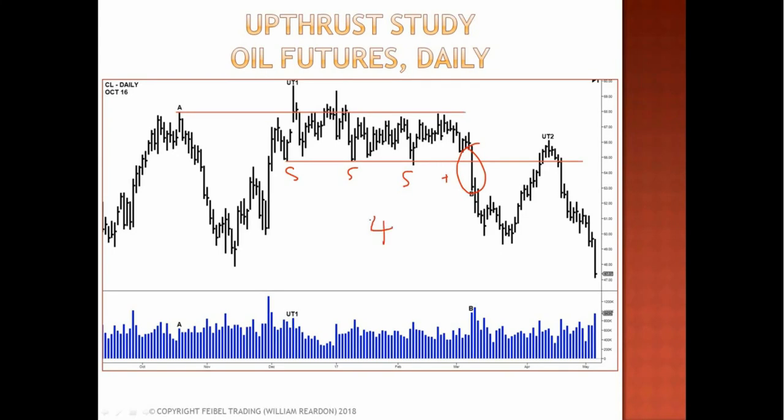So we have 4 touches or points of validation. 1, 2, 3, 4. So as we come back down and we halt here, we'd expect a rally, and this would be our rally to ice setup. So we're looking for this as we hold here. We're looking for a short in this area.